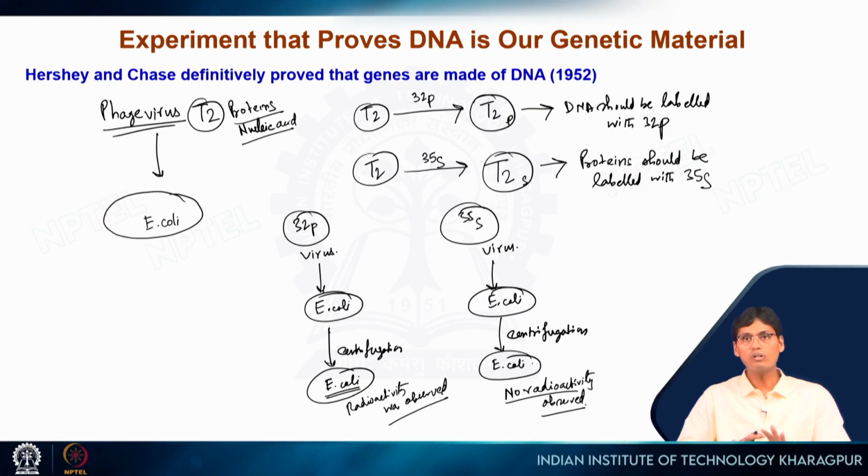And all these three experiments together, Griffith's experiment, followed by Avery, MacLeod and McCarty's experiment, and the last one, the Hershey and Chase experiment, definitively proved together that DNA is our genetic material.